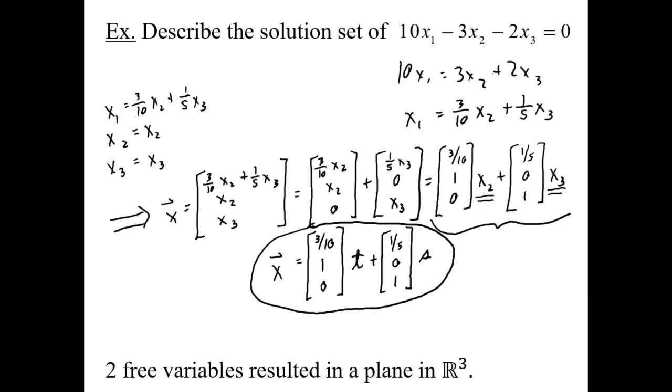Okay. Now, you don't have to use S and T. If you want to leave it as x2 and x3, I have no problem with that. But it means write your solution as a vector times one parameter plus another vector times another parameter, if there are two parameters, of course. But what you call the parameters is up to you. Call them T and S, call them x2 and x3. I don't really care.